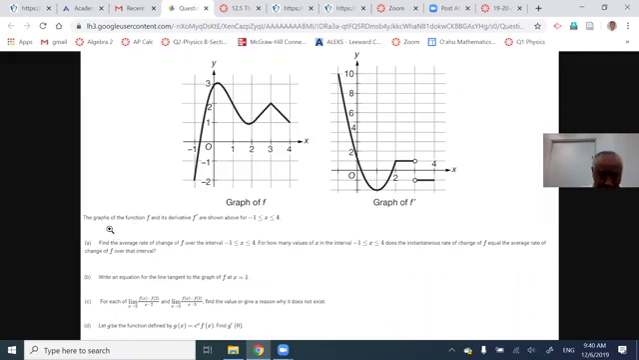Now here, the graph of the function f and its derivative f' are shown for negative 1 until 4. So it's actually negative 1 until 4, right? This is negative 1, 2, 3, 4. Now part A says, find the average rate of change of f over the interval negative 1 to 4. For how many values of x in this interval does the instantaneous rate of change of the function equal the average rate of change over this interval?